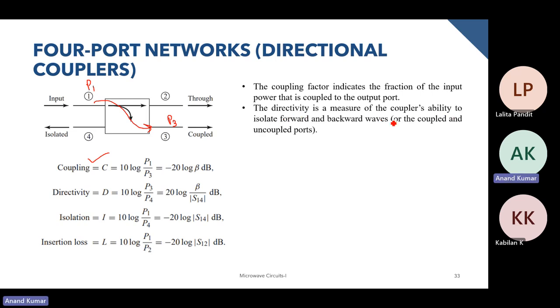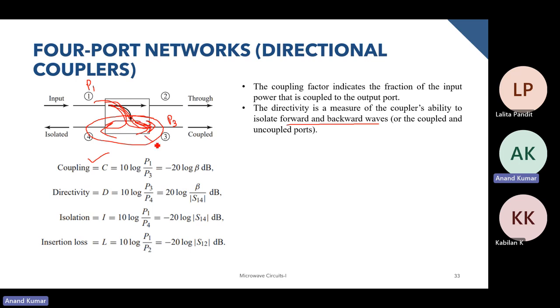Directivity is the measure of the coupler's ability to isolate forward and backward waves. When we are sending a signal, we have some forward wave traveling over here and some backward wave which will be received at the isolated port. So the directivity tells us the coupler's ability to isolate the forward and backward waves, and how well the coupler is performing.